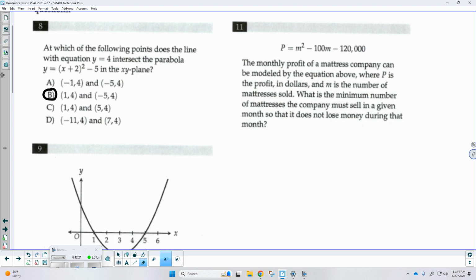Now this one's kind of different than the others. We're talking about profit versus the number of units sold. So if we want it so that it doesn't lose any money, basically that means where we're going to break even, where we're going to hit the x-axis. So it's the roots on this one that I'm really interested in. Now there's 2 ways we could do this. We can factor it, but I'll tell you, it took me about a minute to run through.